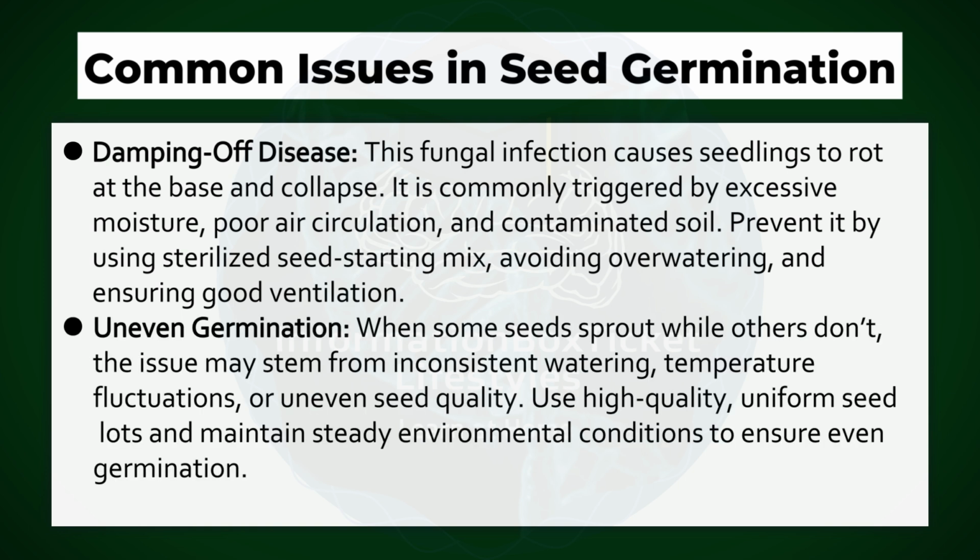Uneven germination. When some seeds sprout while others don't, the issue may stem from inconsistent watering, temperature fluctuations, or uneven seed quality. Use high-quality, uniform seed lots and maintain steady environmental conditions to ensure even germination.